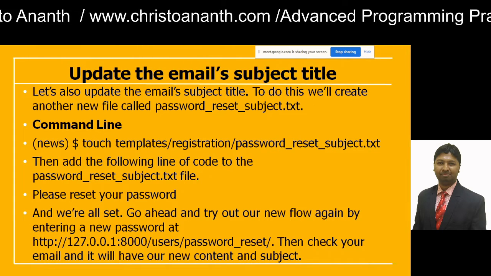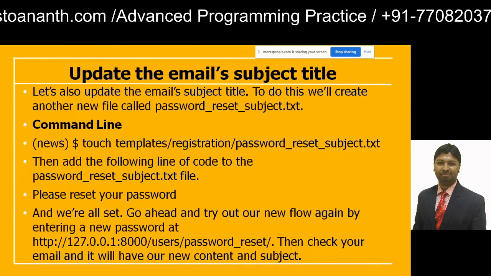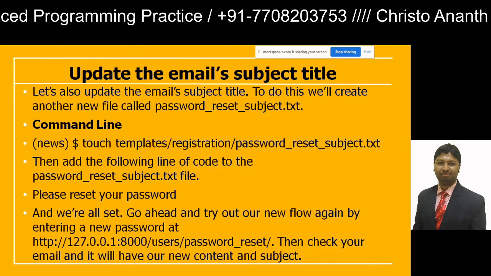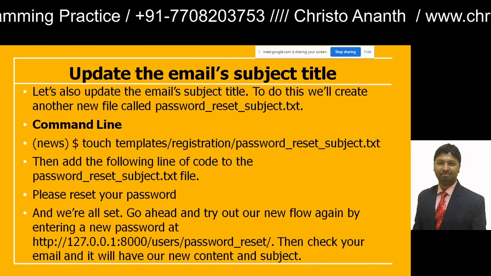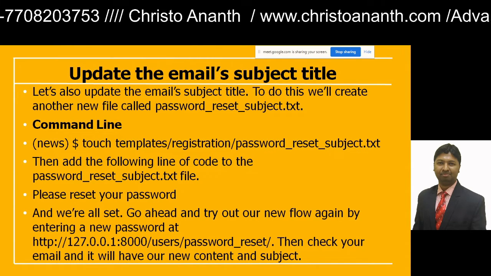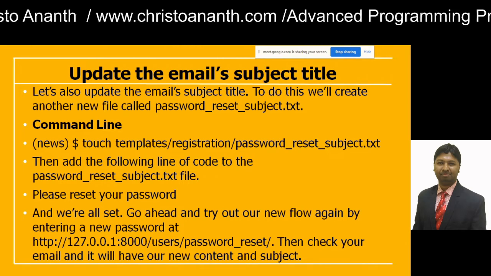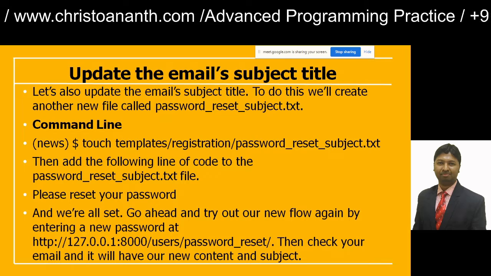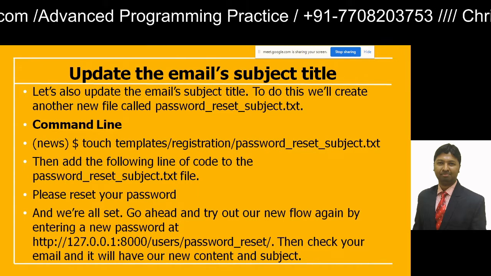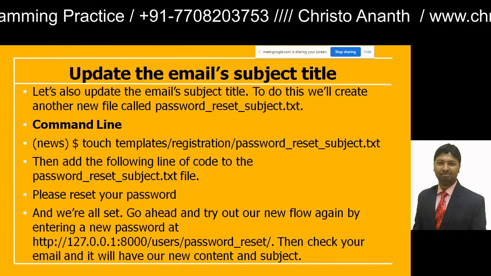In the command line, you go with news app, and we go with touch templates/registration/password_reset_subject.txt, and then you add the following line to the password_reset_subject.txt file. What you do, you reset your password, and we are all set. So what you are going to do, you enter a new password at the password reset URL, and then check your email. Okay, so it will have a new content and a new subject. So whenever your password is being reset, automatically you will get a mail.